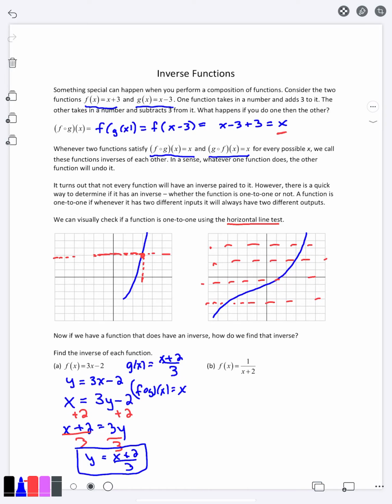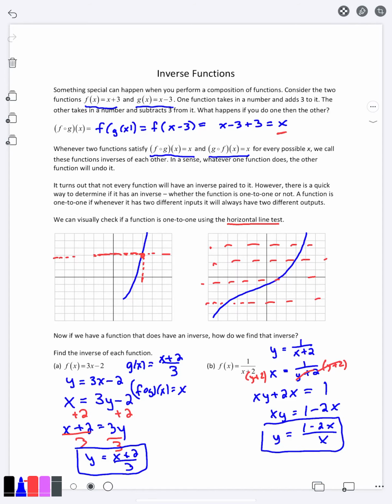This next one's going to be a bit more difficult. We put our y equals, we switch our x and our y. But then in order to solve for y, the best way to do that is to multiply by y plus 2 to get rid of the fraction. On the left-hand side, when I distribute that, I'd have xy plus 2x equal to 1. Then we want to get the y by itself, so I'll subtract the 2x, and then I will divide by x. And 1 minus 2x over x, this right here is going to be your inverse function.